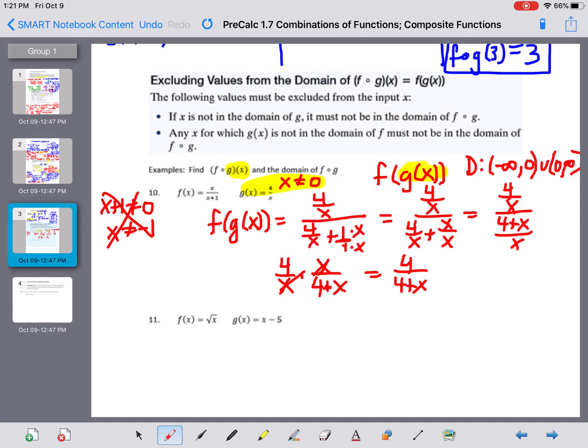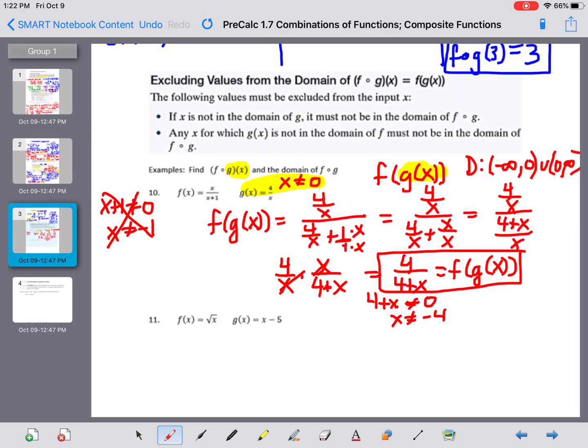I did f of g of x. This is my f of g of x. And now when I go to do the domain, my domain has to start with what I started with for g of x. So that's my negative infinity to 0, 0 to infinity. But also look at my new function and see if there's any new restrictions on it. So with this new one, 4 plus x cannot equal 0. So x cannot equal negative 4.